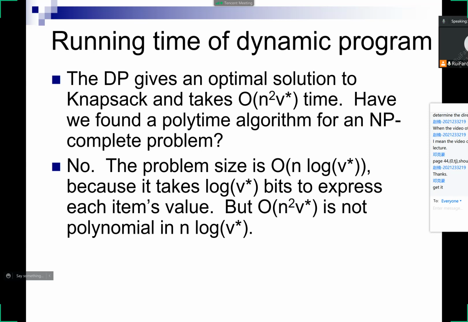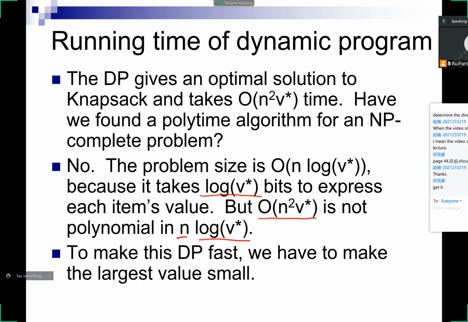So if we want a polynomial time algorithm, we have to make the running time be polynomial in the input size, but the input size for v star is only log v star number of bits. Like if v star is 1000, you only need 10 bits to express that. So therefore, order n squared v star is not polynomial in n and log of v star.